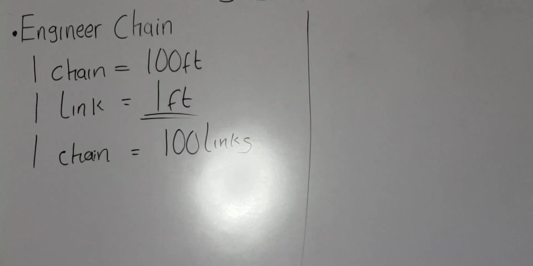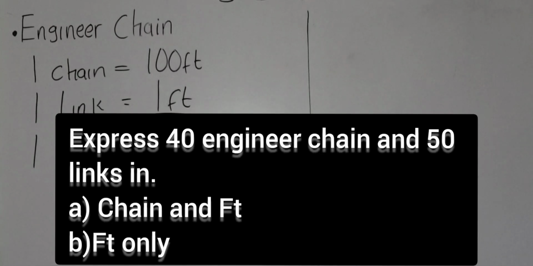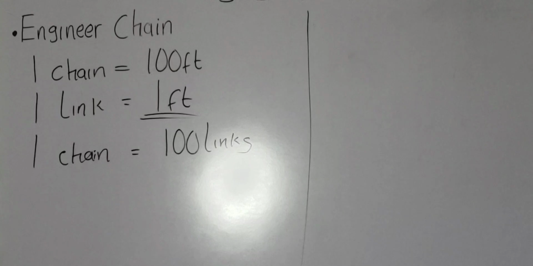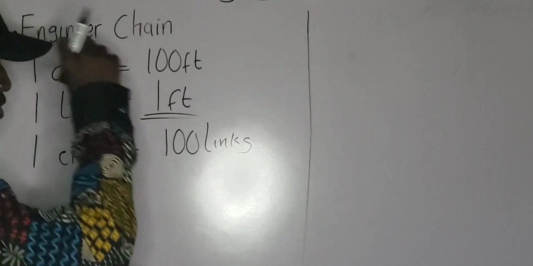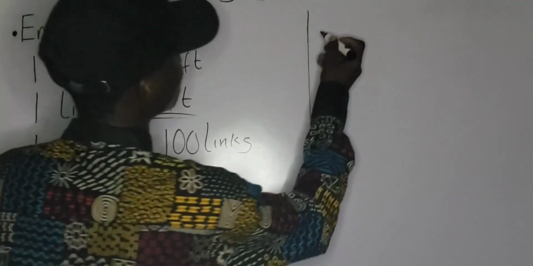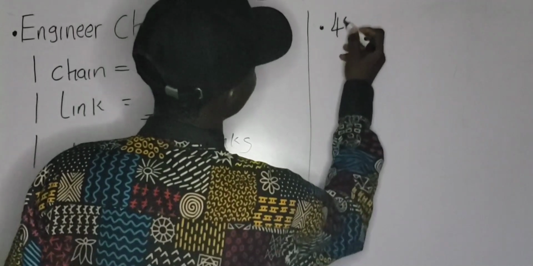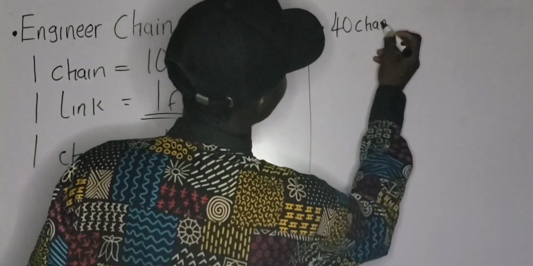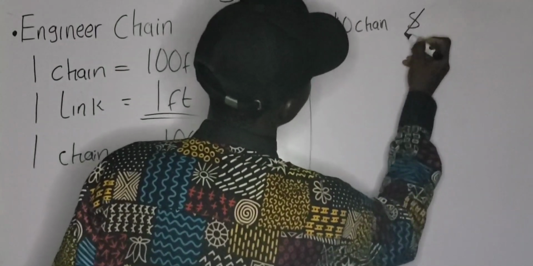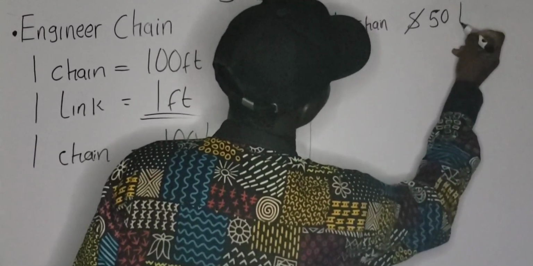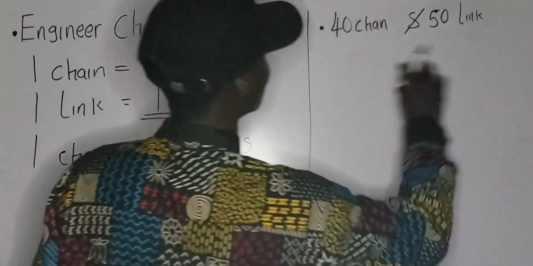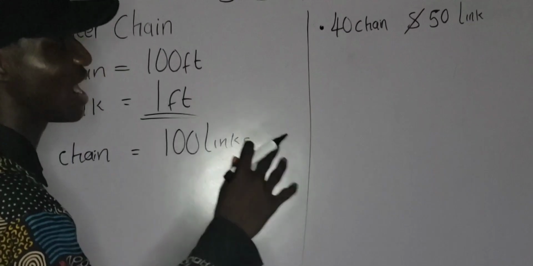Okay, now I put down this question. Express 40 chains and 50 links in chains and feet. Okay, let's solve that question. They want us to express this distance, 40 engineer chains and 50 links, in chains and feet.